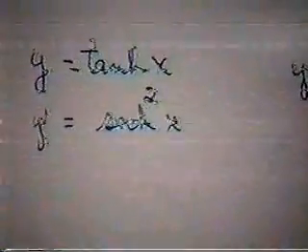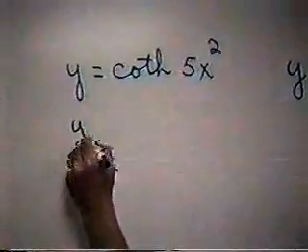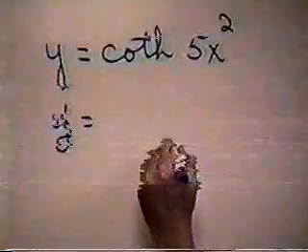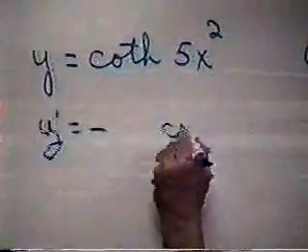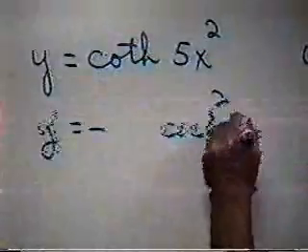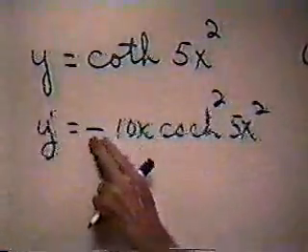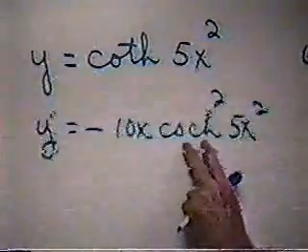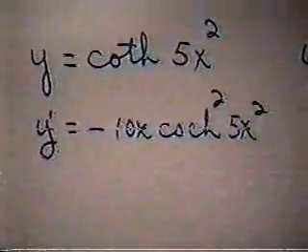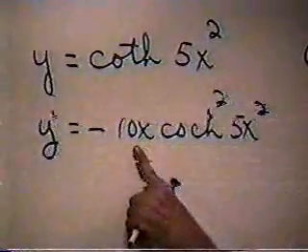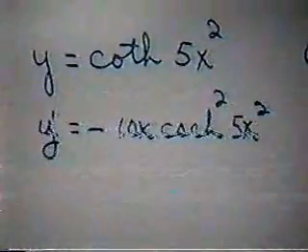Okay, now the next row, hyperbolic cotangent. The derivative of hyperbolic cotangent is, let's see, what was it? It was minus cosecant squared, and then times the derivative of the angle. So it's minus 10x hyperbolic cosecant squared of the object times the derivative of the object. All right, next one there.